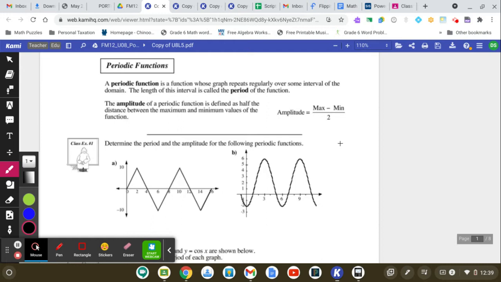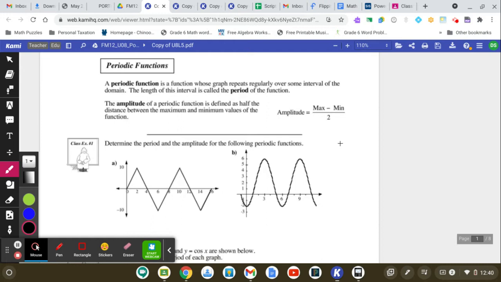It's called the period. The amplitude of the periodic function is defined as half the distance between the maximum and minimum values of that function. You must know these terms. The period is how long it takes for the cycle to repeat. That should make sense. The amplitude is how far it is, get this, from flat either to the top of the wave or to the bottom of the wave. That's amplitude. Now I'm going to say that one more time.